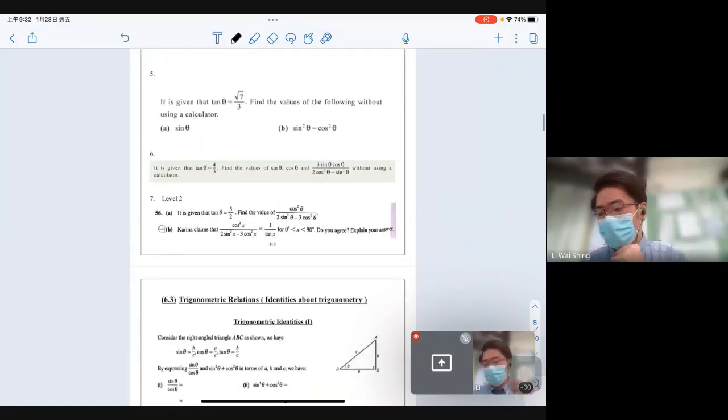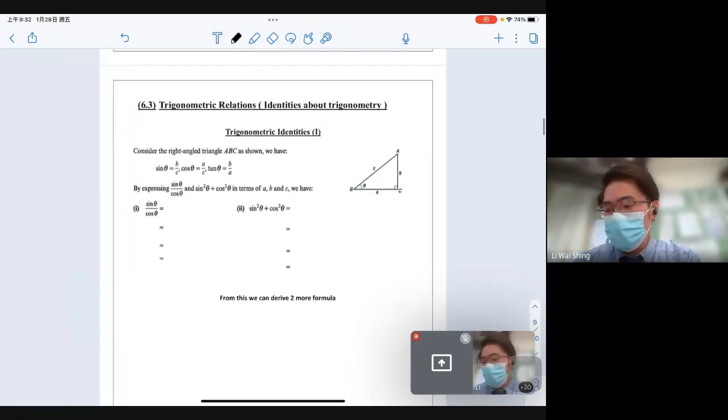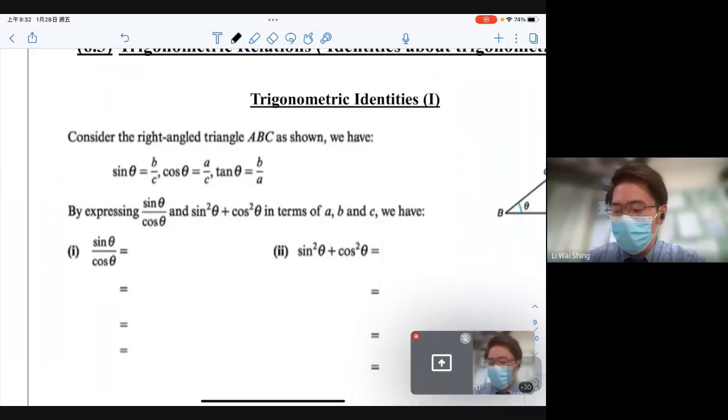Okay, I want to talk about one more section. Could you please turn your notes to page 9? I have told you there are a total of 5 important identities in this chapter. We have learned the first one, which is sine theta over cosine theta. I will demonstrate one more time here.